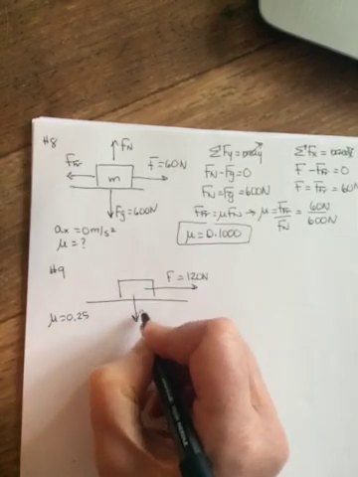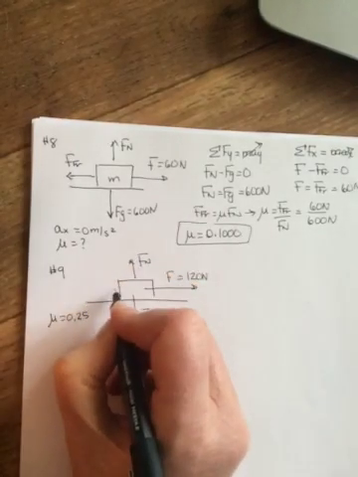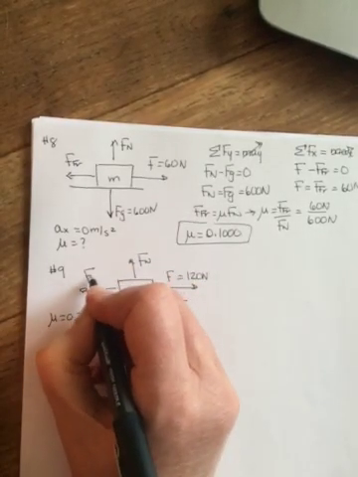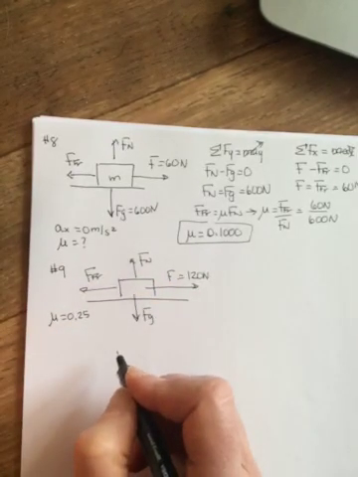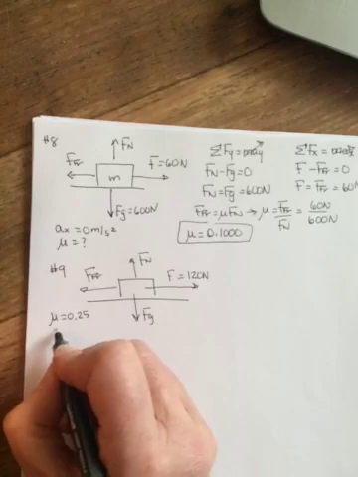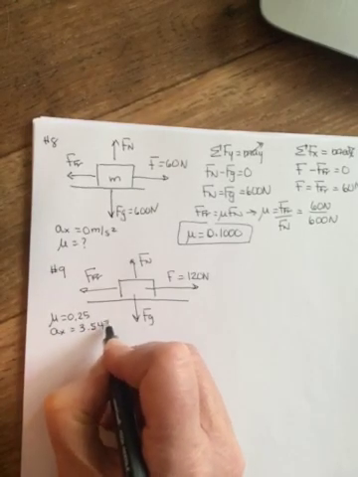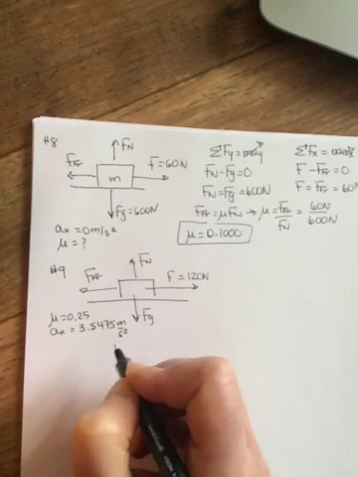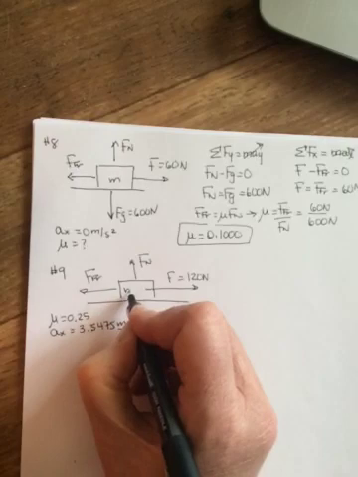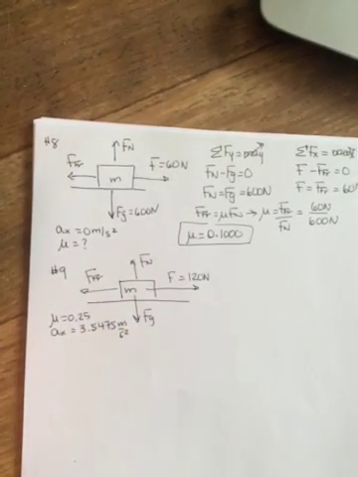We have an Fg going down. We have an Fn going up. If there's friction, it's going backward. And it says the object accelerates, so we have our AX of 3.5475 meters per second squared, and it wants to know what is the mass, so they're not telling us the mass. But don't stress about that. That's okay. We can still find it.